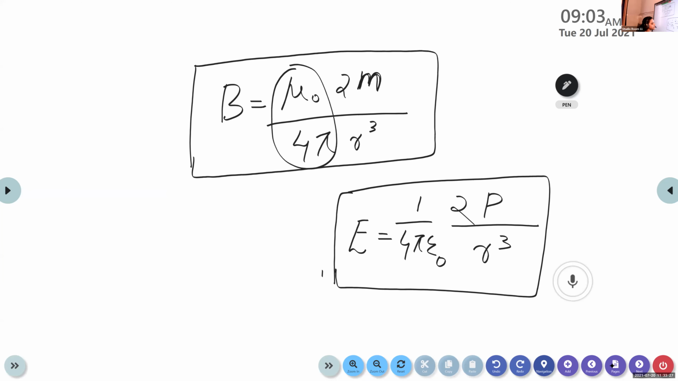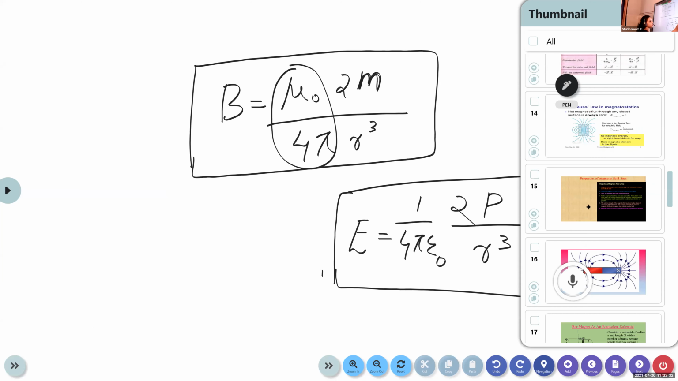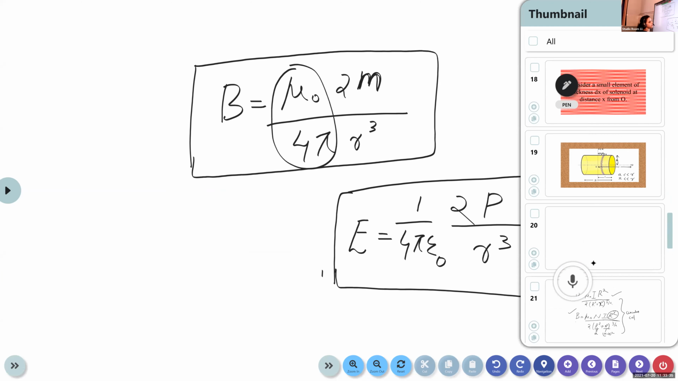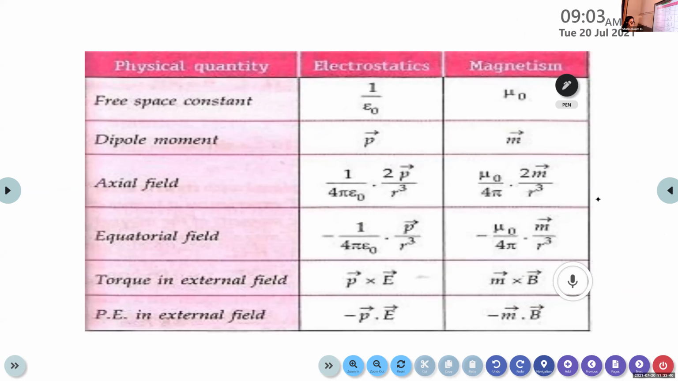Similarly, we can make some comparisons between the electric field and the magnetic field. I will show a table so you can find the comparison between the dipoles in electrostatics and that of magnetism. The first physical quantity is the free space constant. In electrostatics, we represent it as 1 by epsilon 0. Can you recall what epsilon 0 represents? Epsilon 0 is the permittivity of free space.